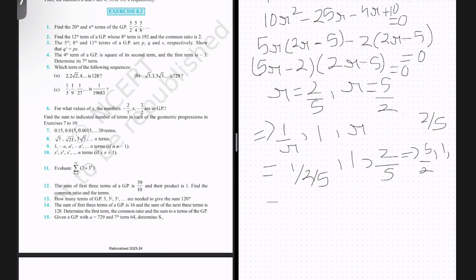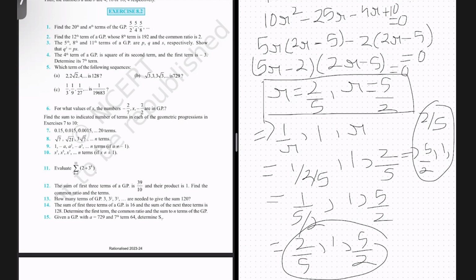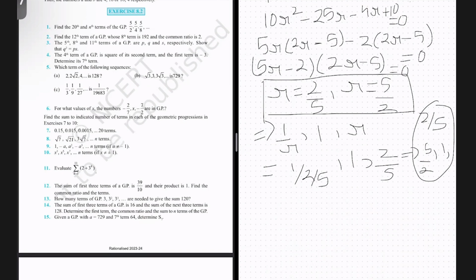Correct. If I use R equals 5 by 2, let us see what I then get. The terms are 2 by 5, 1 and 5 by 2. In either case, my three terms are the same. So irrespective of the value of R that I choose, the first three terms are going to be the same, and that is what I wanted to show you all here. So the first three terms of the GP are 2 by 5, 1 and 5 by 2. The common ratio is either 5 by 2 or 2 by 5 depending upon what you choose, and the first term A is going to be 1, right?